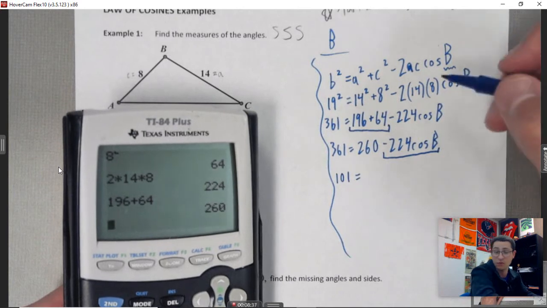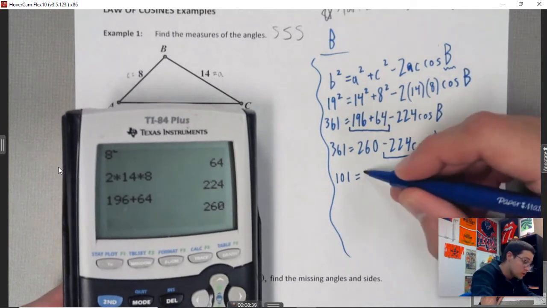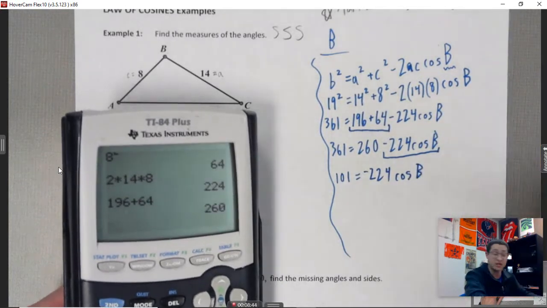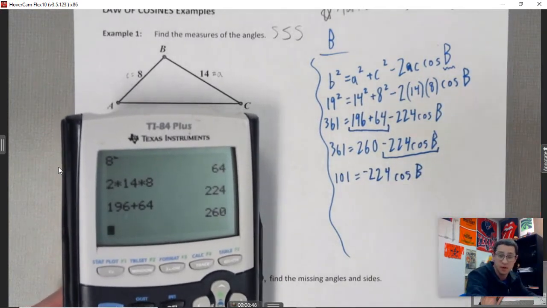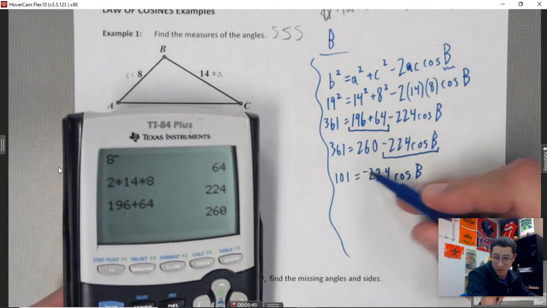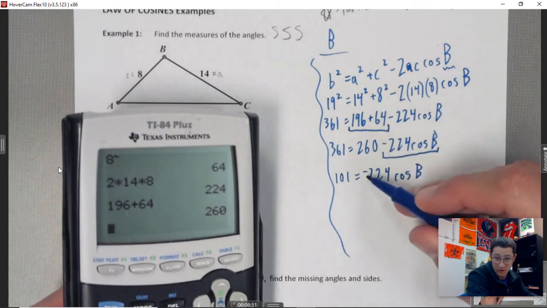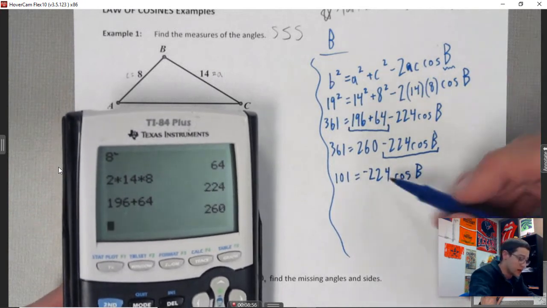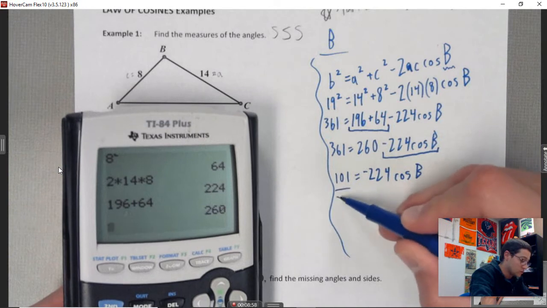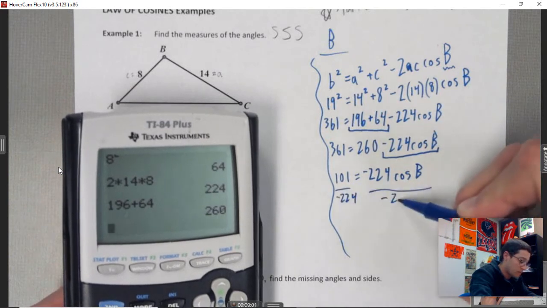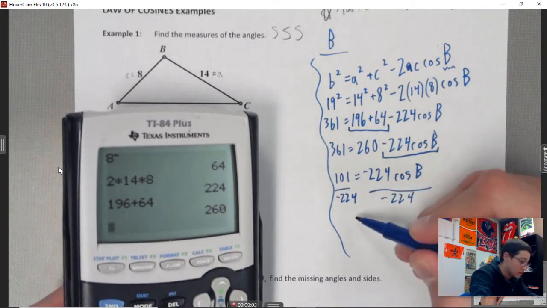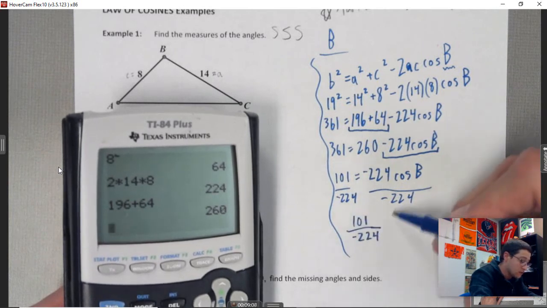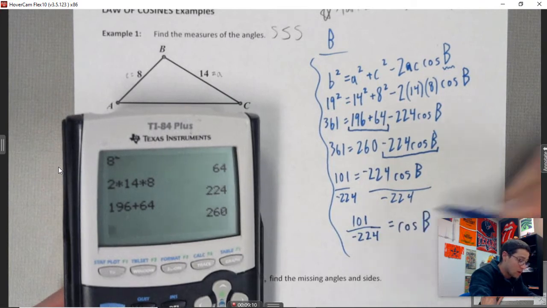Double checking, yeah, 101 equals negative 224 cosine of b. Now my goal is to get cosine of b by itself. Well, think about what we're doing here. Right now we've got negative 224 times cosine of b, so we're going to divide both sides by negative 224. So here we go. That cancels over here, and I've got 101 over negative 224, and that equals cosine b.